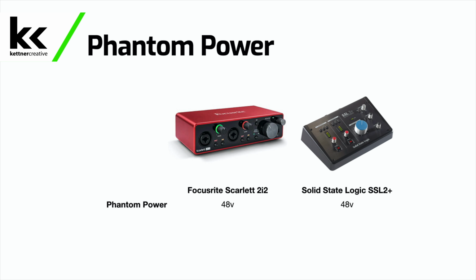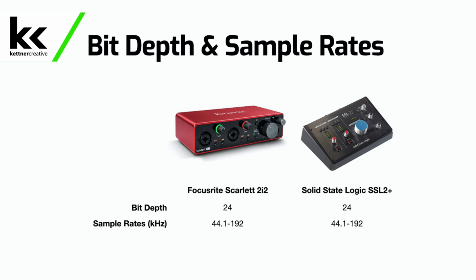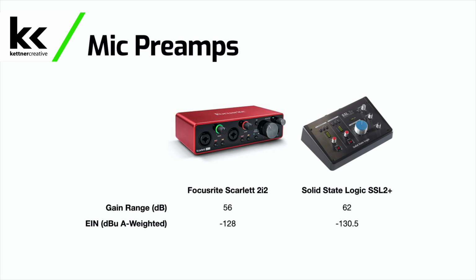Now, before we compare the two features and walk through the bodies, let's take a real quick look at the specs between these two devices. They both come with 48 volts of phantom power. They're both 24-bit recording devices, and they both support sample rates between 44.1 all the way up to 192 kilohertz. Now, as far as the mic preamps are concerned, the Focusrite Scarlett has a gain range of 56 decibels, and the SSL2 has a gain range of 62 decibels.